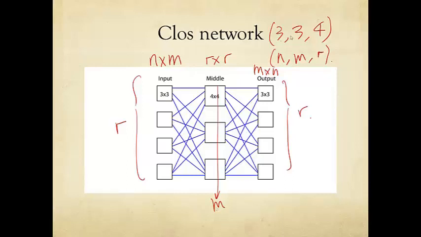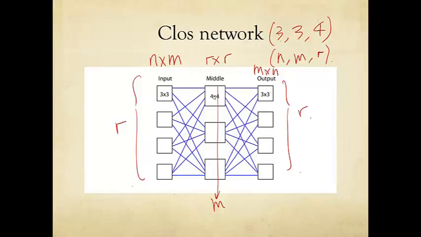So if you give me three numbers, I can then draw a Clos network. Now, no wonder in this specific case, we have 3-3-4. Each input and output switch is 3 by 3, and there are four of them. Each middle switch is 4 by 4, and there are three of them.